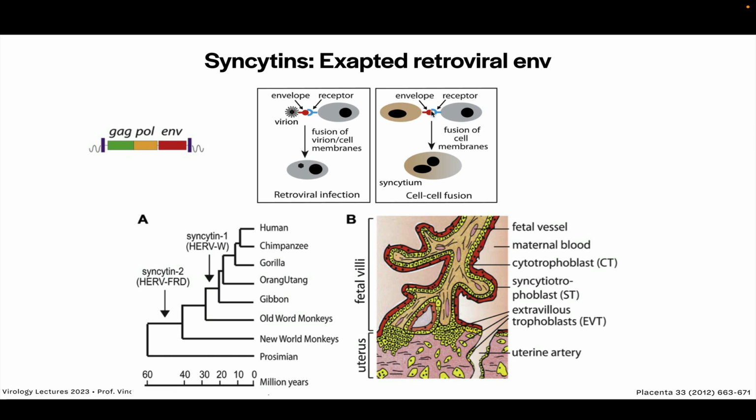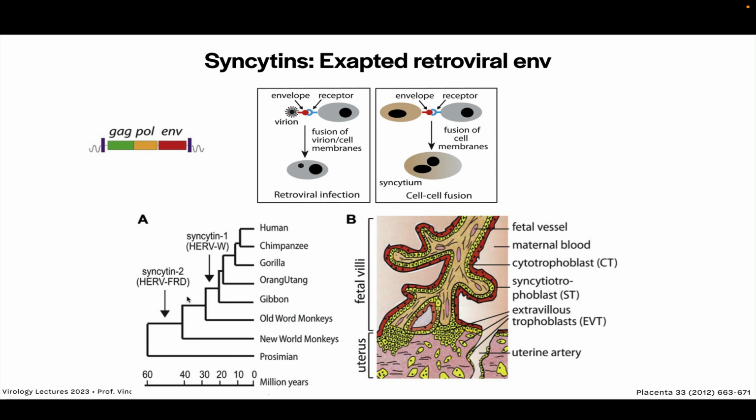Well, if you just had the spike on a cell and the receptor for the spike on another cell, those two cells would fuse. And that's exactly what happens with these syncytiotrophoblasts. They produce an exapted envelope. It used to be a retroviral envelope. It's now called syncytin, and it gives rise to the placenta. And this is something that happened multiple times in mammalian evolution.